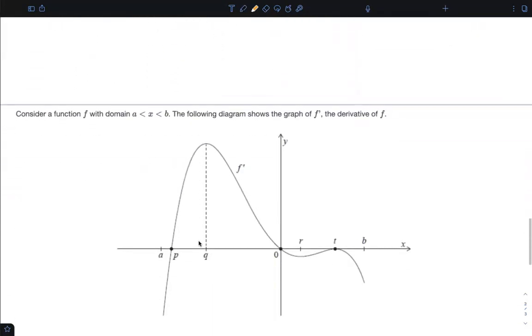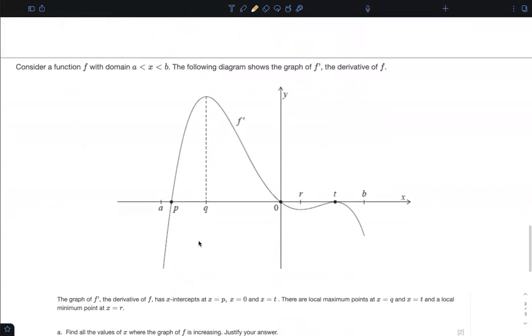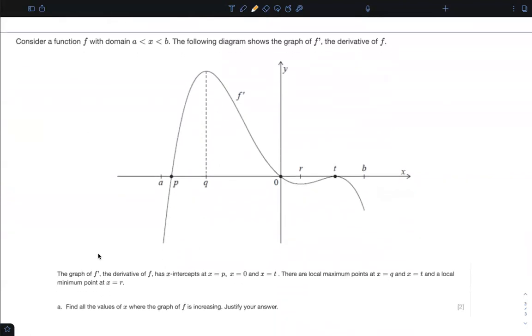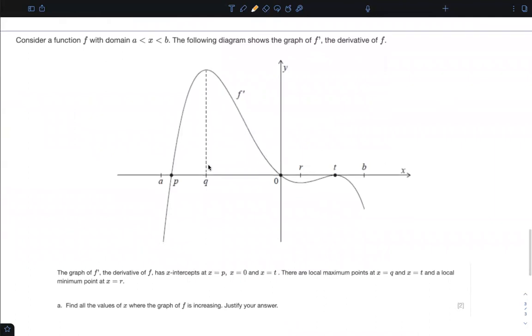Let's see one more question. Consider a function with domain x greater than a and less than b, and the diagram is given to us. The following diagram shows a graph of f prime. This is the graph of f prime, the derivative function, the derivative of f. The graph of f prime has x-intercepts at p, 0 and t. And there are local maximum and minimum points.